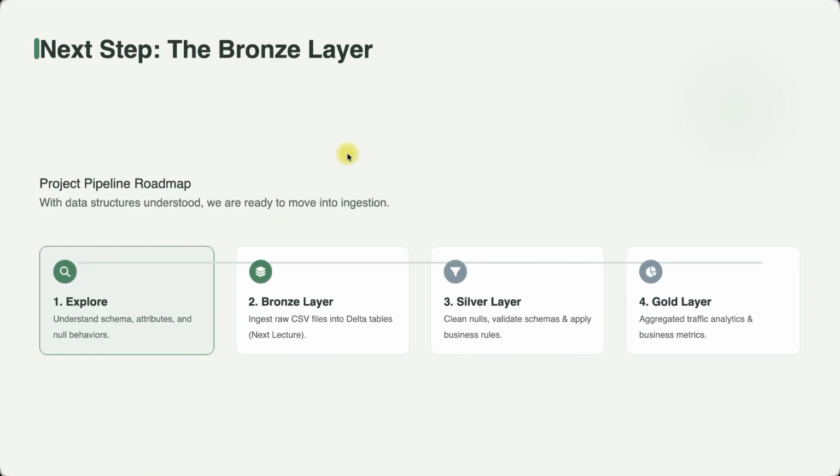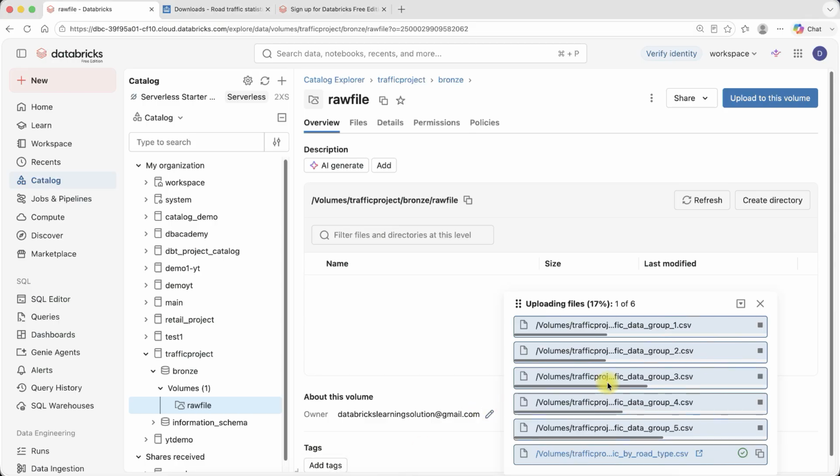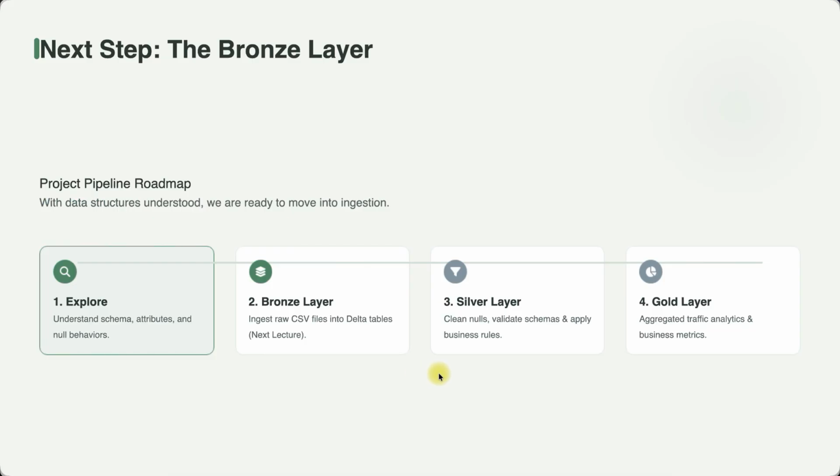So now we understand the structure of our project. The detailed traffic dataset gives us granular traffic observations, and the regional road dataset gives us road category level information. In the next lecture, we will start building the bronze layer. We have already ingested our raw files into Databricks, still loading, so let's leave it. In the next lecture we will create some Delta tables in the bronze layer.